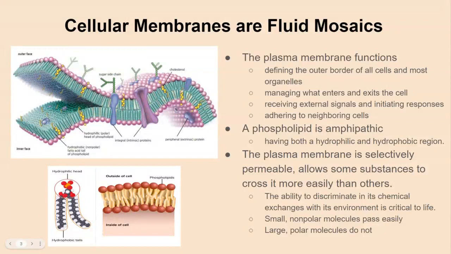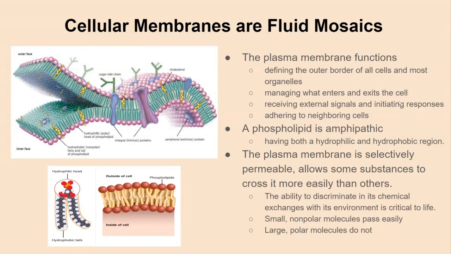Phospholipid is very unique because it's amphipathic, meaning it has a hydrophilic end with this phosphate group and a hydrophobic end with these fatty acid tails. So it automatically orients to the center, creating a double bilayer.